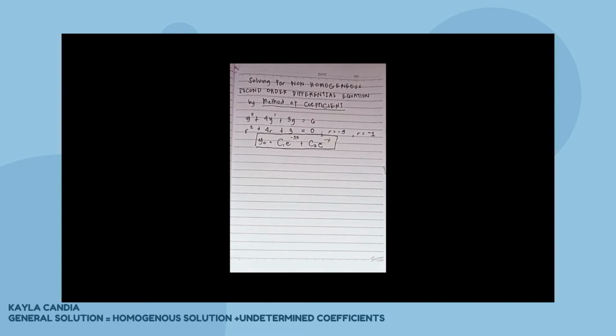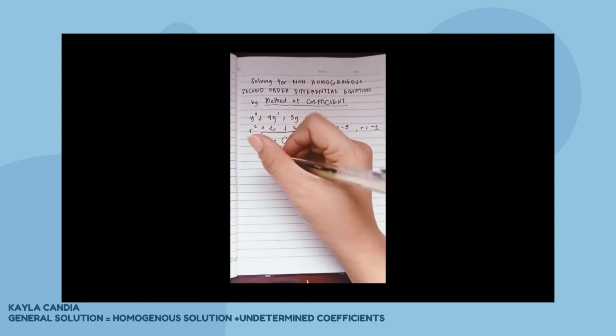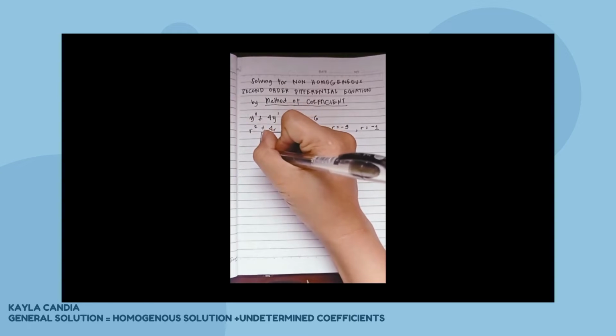After we have already looked for the complementary solution, next let's look at the right side of the equation. As we can see, our g of x is 6. 6 is a constant, right? That means that the particular function for this non-homogeneous equation should be a constant also. So we set the particular function as some constant a.